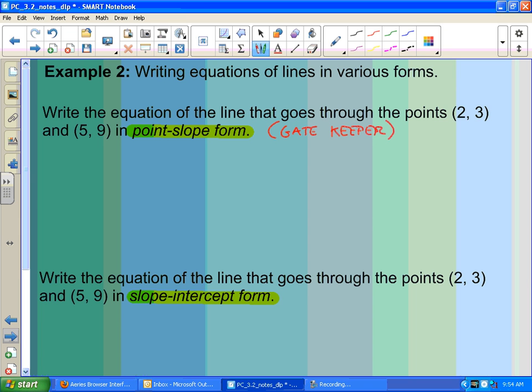All right, so let's see, point-slope form for these, we've got 2, 3 and 5, 9. What do I need to find first? Slope. We're going to find the slope between them. Change in y over change in x. 9 minus 3 over 5 minus 2. 6 over 3. 2. Slope.